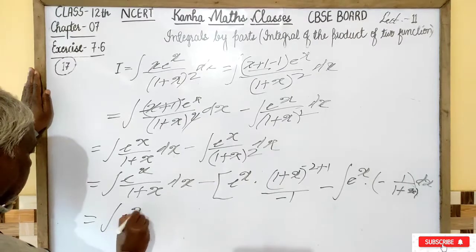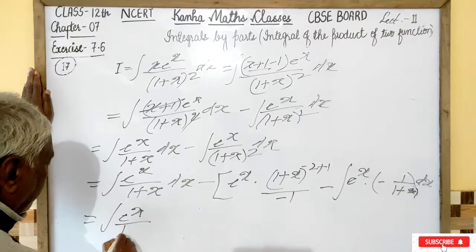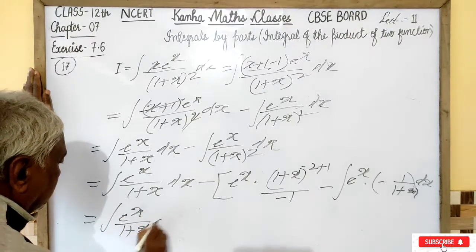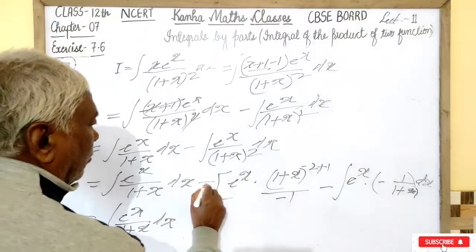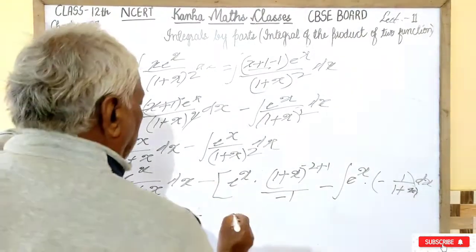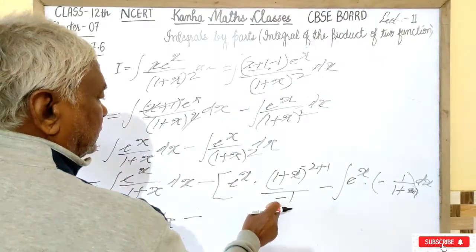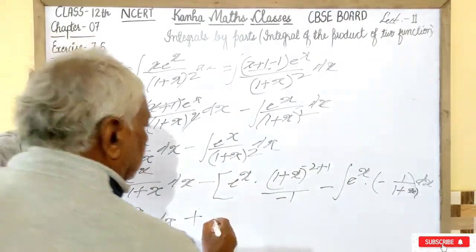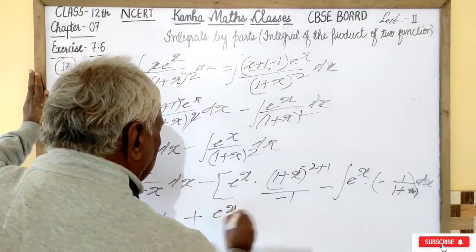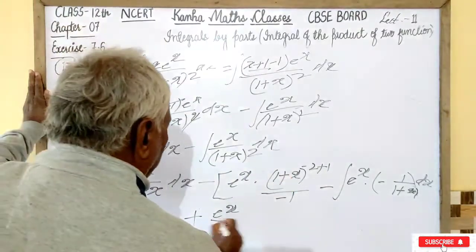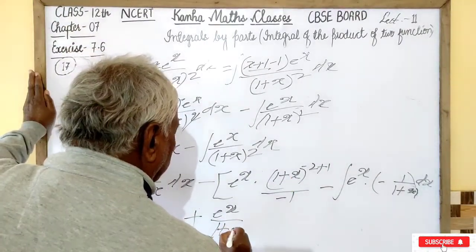Integral e^x [1/(1+x)] dx, minus... and this minus will become plus, e^x upon 1 plus x.